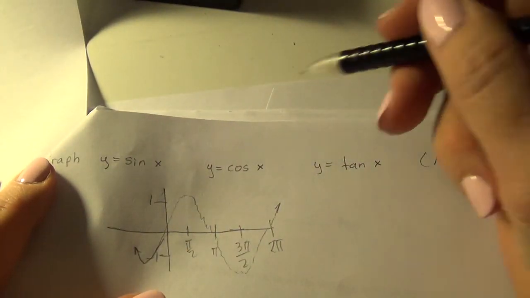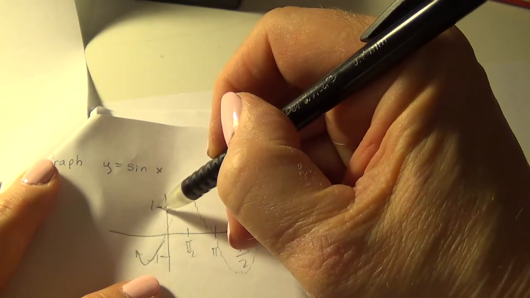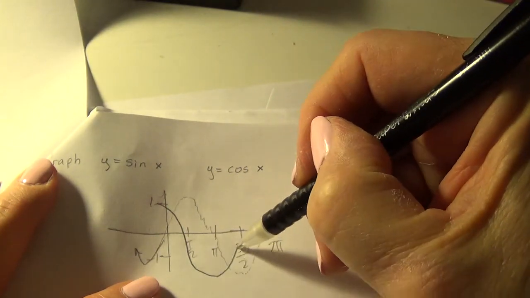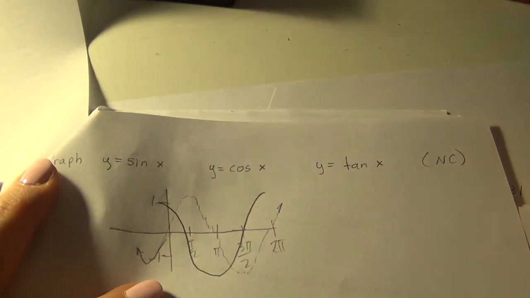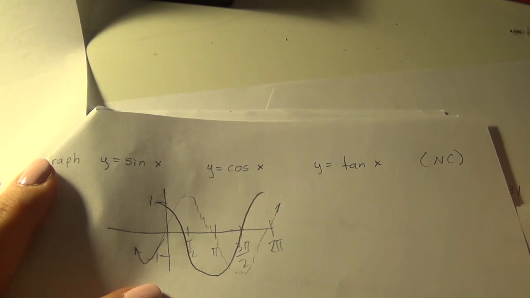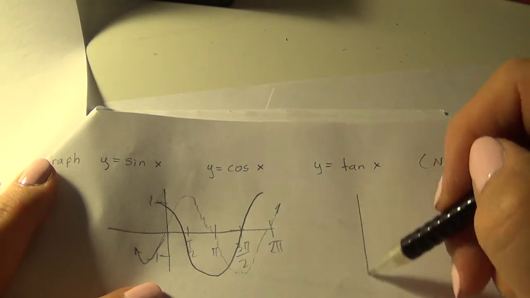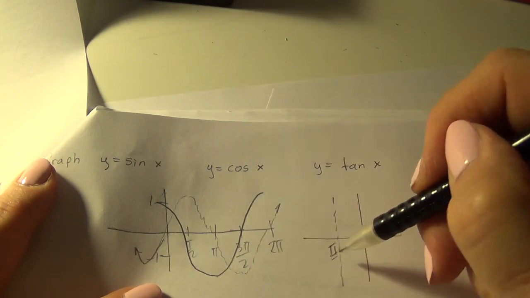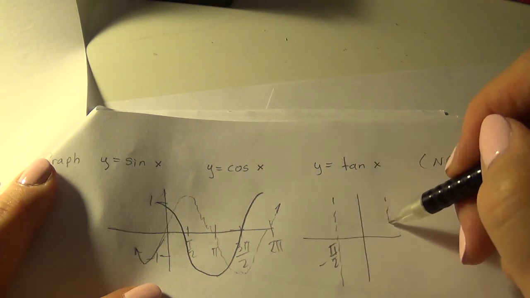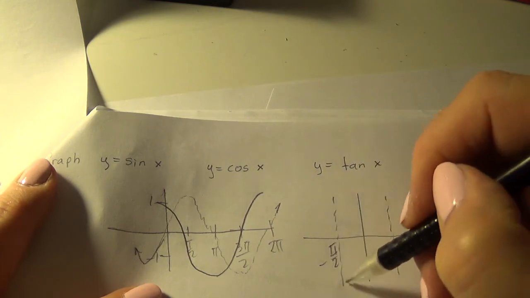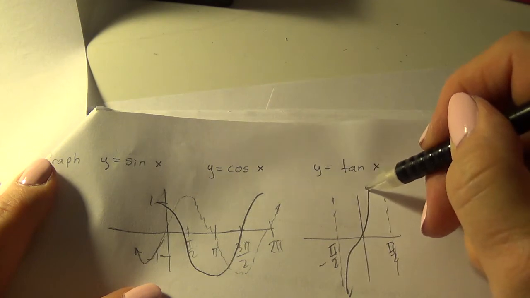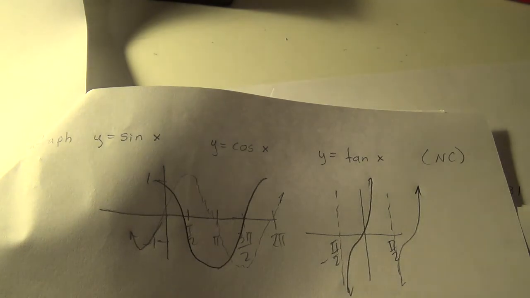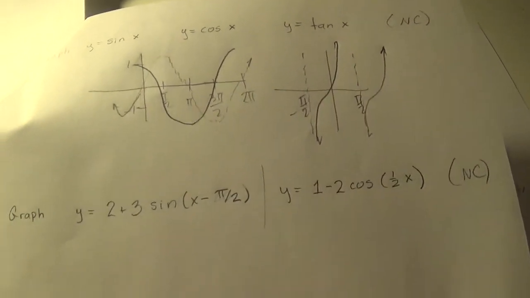Alright, cosine starts at 1. I'll put that on here as well. I'll just make it darker. Bottoms out at pi, and peaks again at 2 pi. And continues in both directions likewise. Tangent, I'll sketch that again. It has an asymptote at negative pi over 2 and at pi over 2. And it is a snake, and it'll continue like that. Alright, sine, cosine, and tangent.